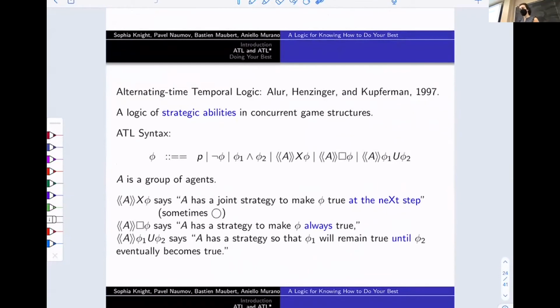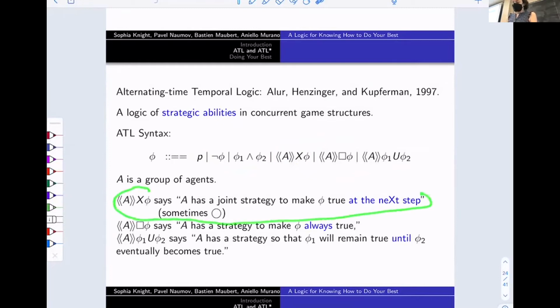So now we'll quickly go into one kind of formal logic for these systems. This is called ATL, alternating time temporal logic. And it describes strategic abilities in concurrent game structures. So first of all, we have propositions. Those are just facts that are true or false at each state. Regular logical operators, not and. And then these are the three new interesting operators. In these formulas, A is going to be a group of agents, and phi is just going to be a standard formula.